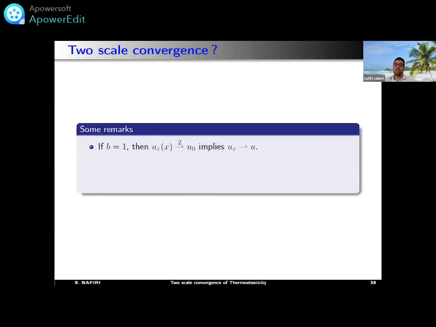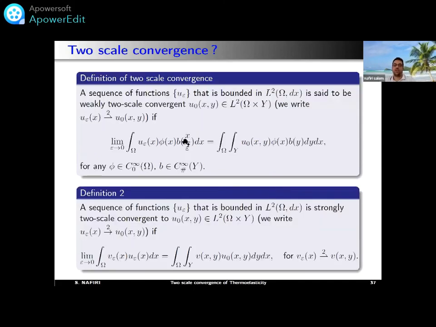Here I give some remarks. If you replace B by 1, then two-scale convergence is just weak convergence. So you replace B by 1, and you get the integral of U epsilon phi equals this, where phi is in the test function space, and by density you can return to L2.